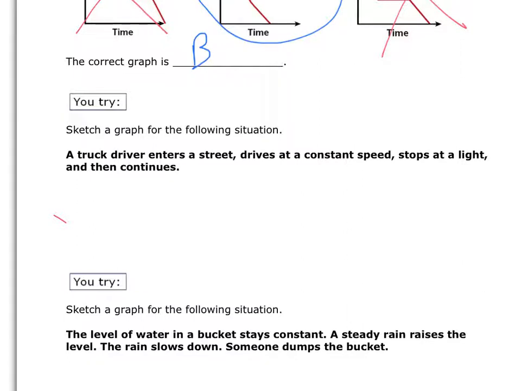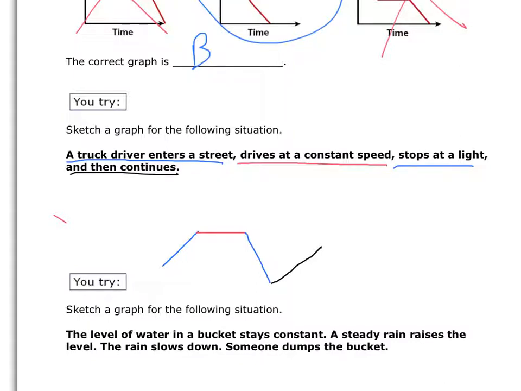All right, so it says a truck driver enters a street, so that means his speed is initially increasing. He enters the street, his speed increases. Then he drives at a constant speed. Remember, a constant speed is just a horizontal line. Then he stops at a stoplight, so his speed completely stops. And he would then continue on, so his speed would slightly increase.